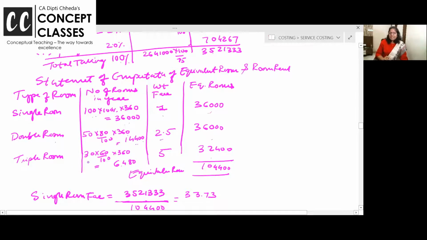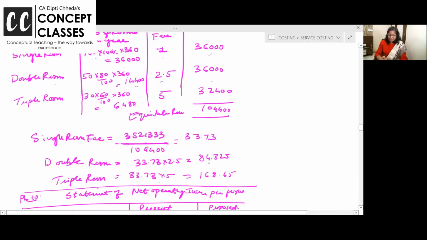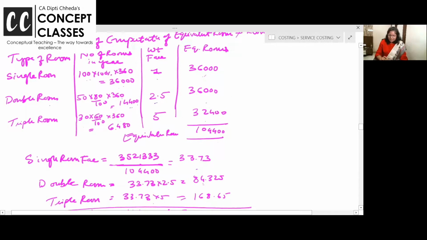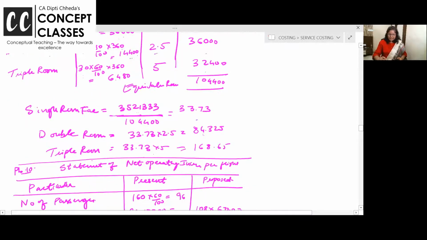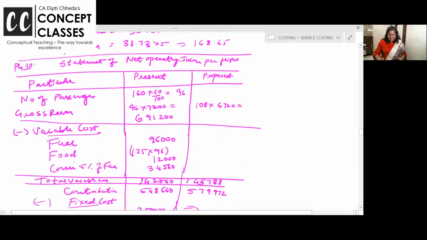Triple rooms are 30, but they are only 60% occupied, the rest stay empty. So 60% means 18 rooms, 360 days, and we charge 5 times the fare of the single room. So this is your equivalent rooms. If you divide the cost by this, you will get the answer. Imagine if you divide your cost or your fare by 100 plus 50 plus 30, 180, the number of rooms, it would not be correct. 180 rooms will not give you the correct answer. Clear? Right. I think that's enough.